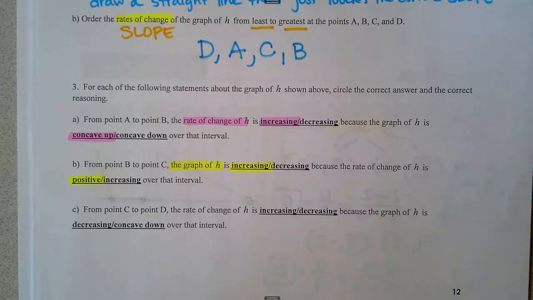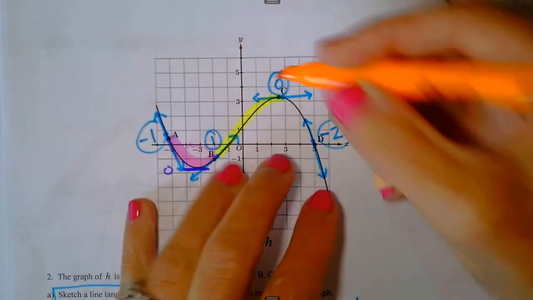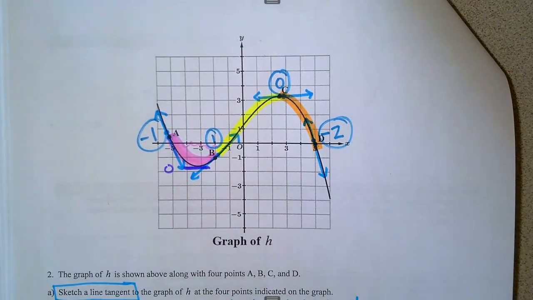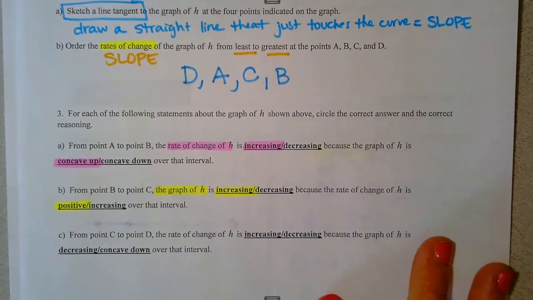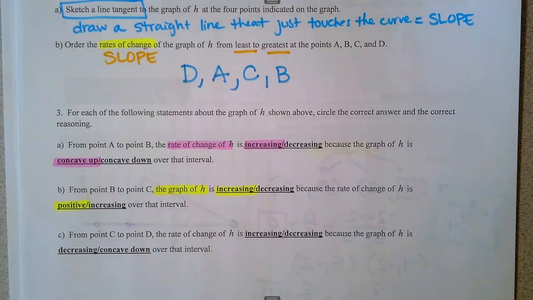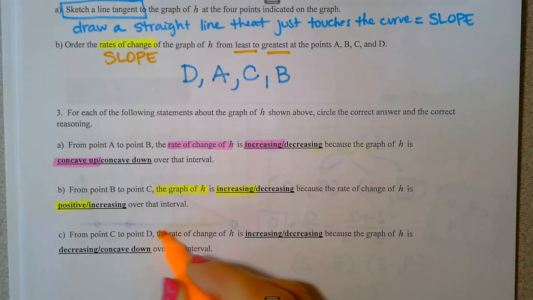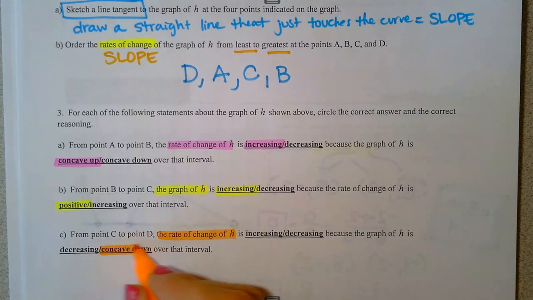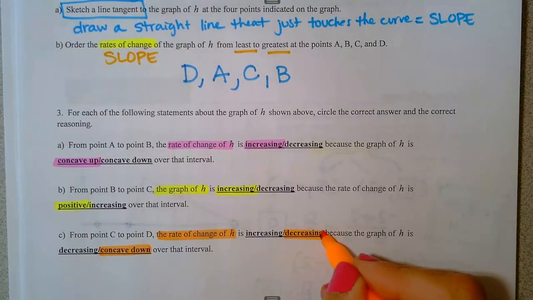From C to D, what's C to D? C is at the top to D. So C to D, okay? Rate of change, yeah. Concave down. Rate of change, it's concave down, yep, and it's decreasing.